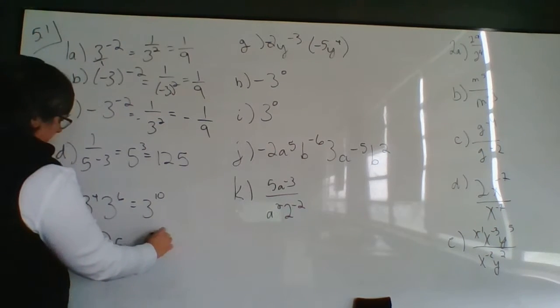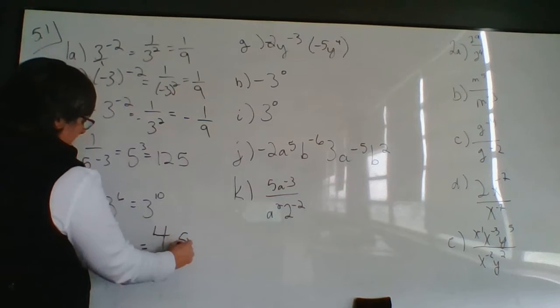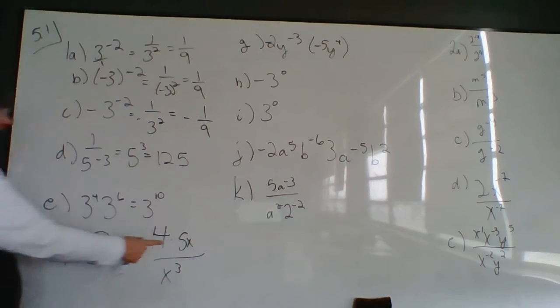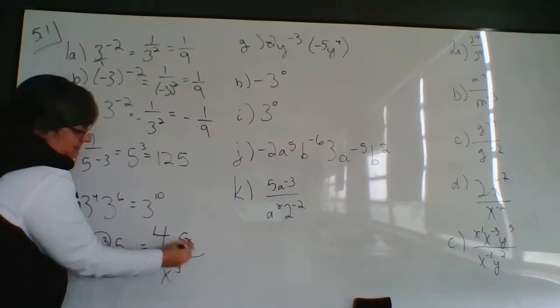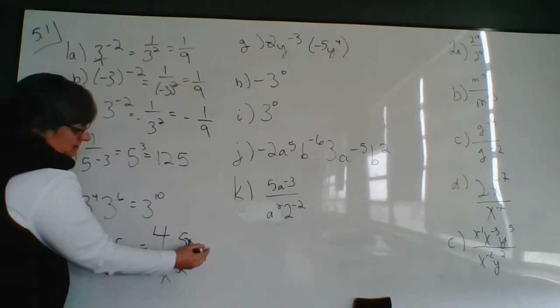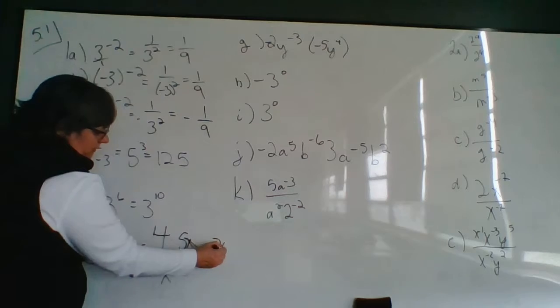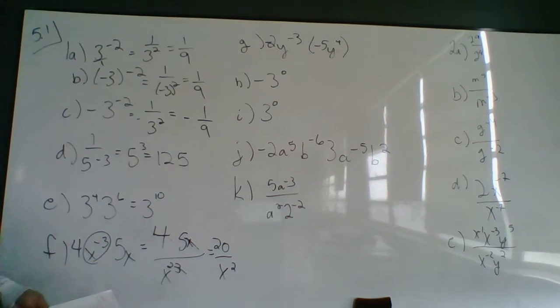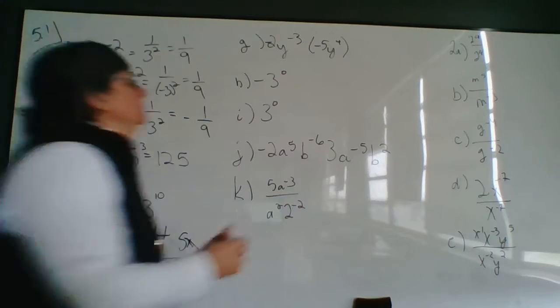I have 4 times 5x over x to the third. What cancels? 1x. Take away 1, I have 2 x's. 4 times 5 is 20 over x squared. That's what I got. Next one.